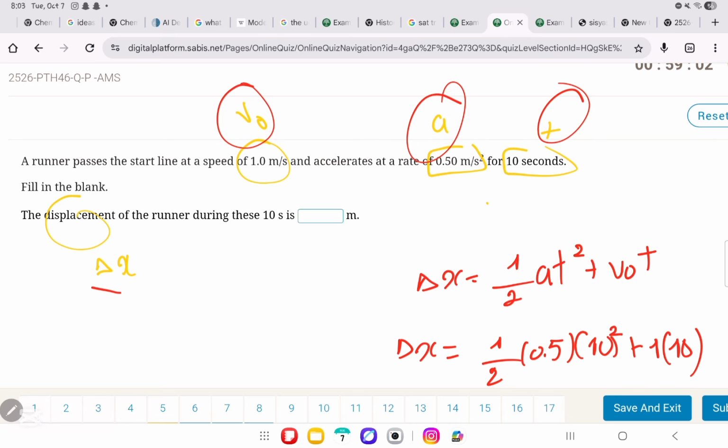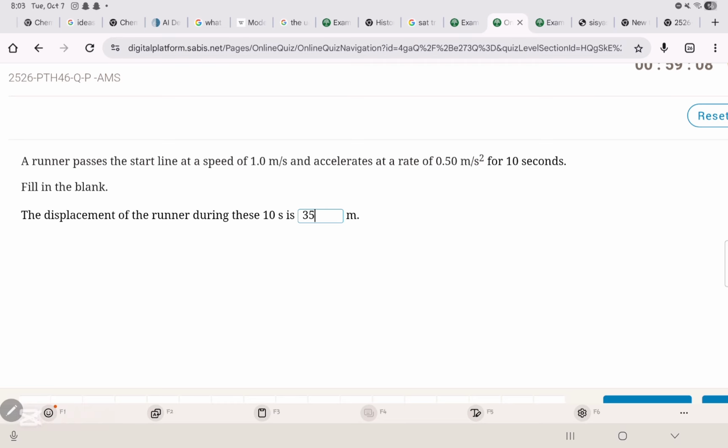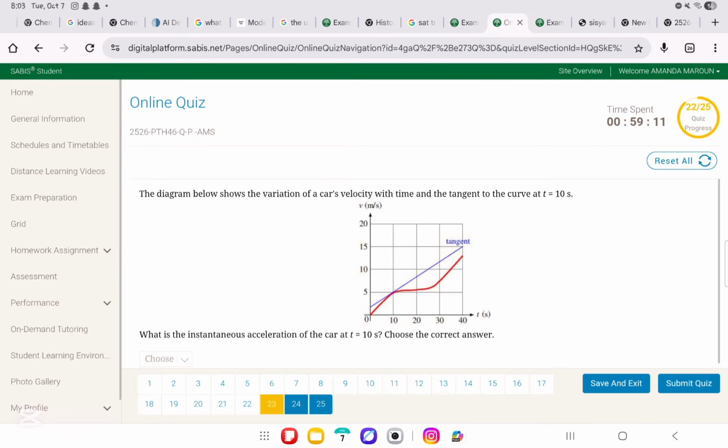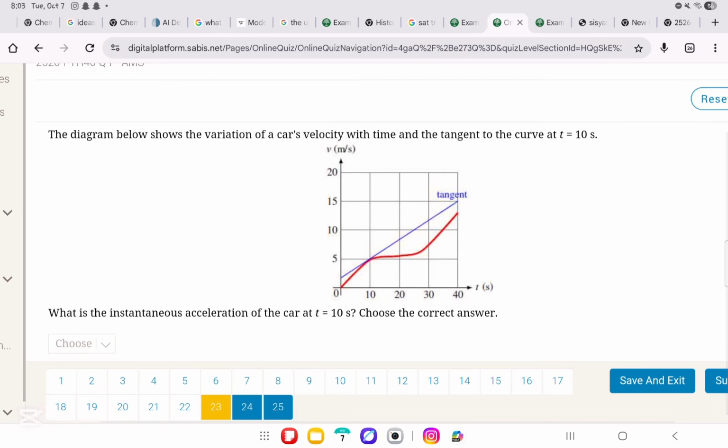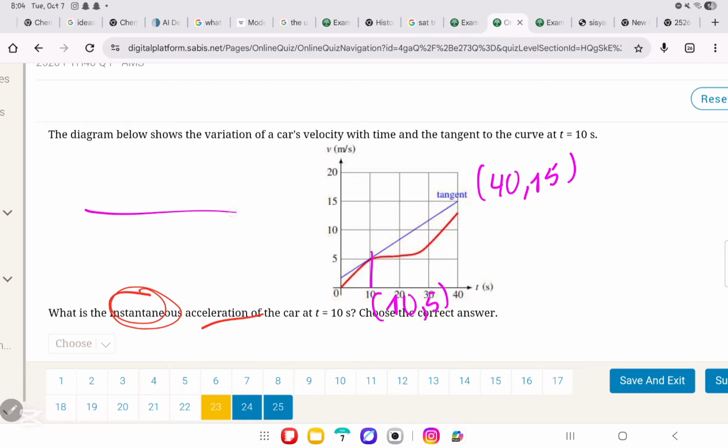meters. Now we move on to question number 23. The diagram below shows the variation of a car's velocity with time. At this point, at time 10, they want the instantaneous acceleration of the car at time 10 seconds. So instantaneous acceleration, they gave us the tangent. You just need to find the slope of the tangent. Choose any 2 points, for example 40, 15, and this point here 10, 5, and then do y minus y over x minus x, 15 minus 5 over 40 minus 10. That's gonna be 1 over 3, which is 0.33 meters per second squared.